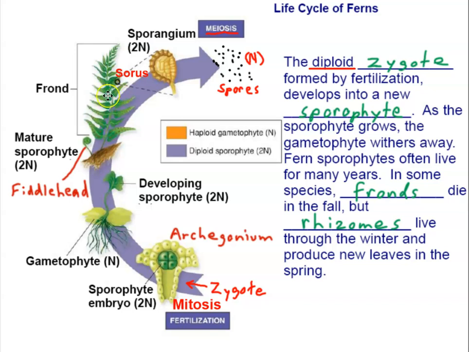But then the sori, when it's time for the sporophyte to produce spores, sori develop on the underside of the frond, and the sporangia that make up the sorus then start producing spores by meiosis, and the whole life cycle starts over again. They go back to haploid spores, right?